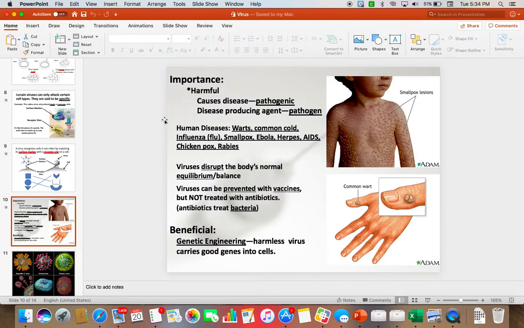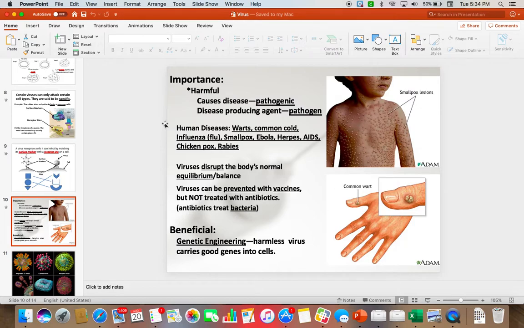Okay? Things that you have heard of that are caused by viruses: warts, just the common cold, which is rhinovirus, the influenza virus, which we know a lot about. Many of you had the flu last year. Smallpox, we mentioned Ebola, herpes, which causes fever blisters, the HIV virus, which causes AIDS, chickenpox, even rabies. Those are all caused by viruses.